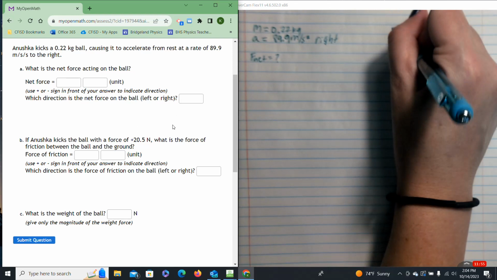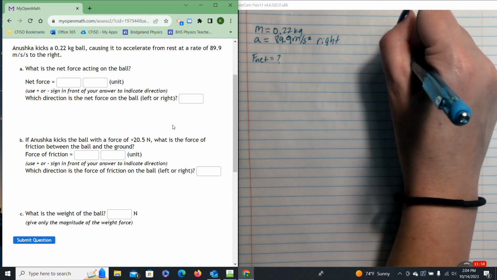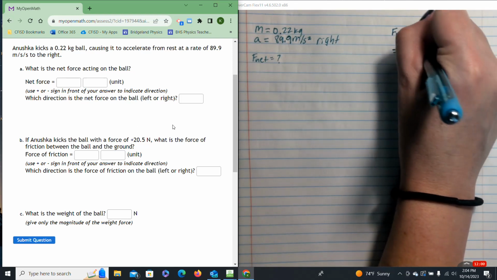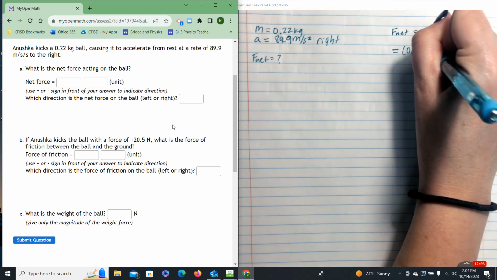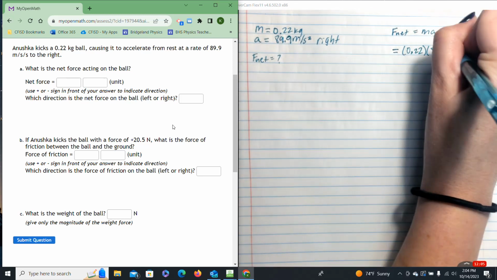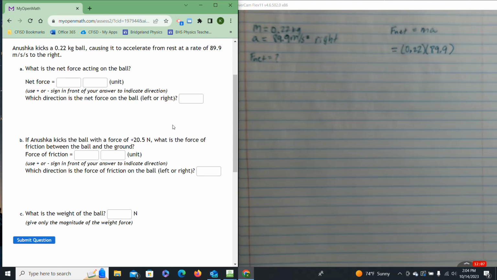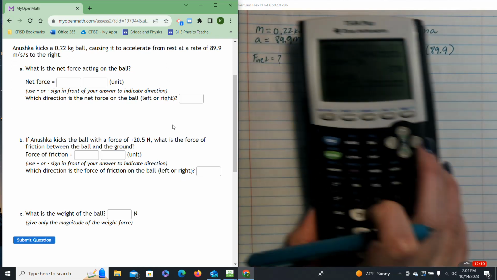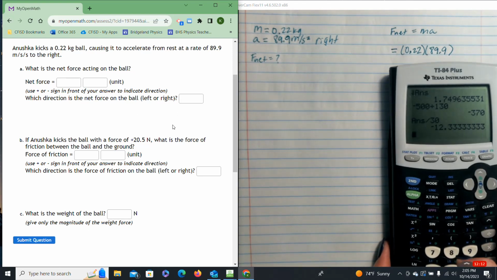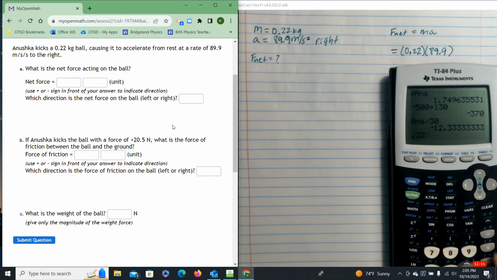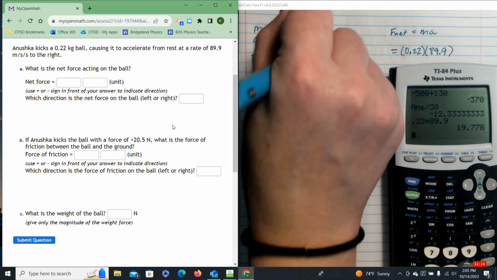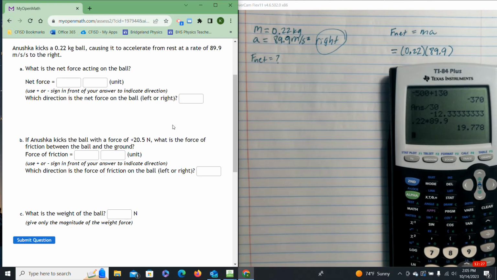So substituting in, we are going to say F net equals my mass, 0.22 kilograms, multiplied by my acceleration, 89.9 meters per second squared. So if I multiply those two things, 0.22 times 89.9 gives me 19.778, and that would be my net force. My net force will be in the same direction as my acceleration. My acceleration was to the right, so my net force is to the right.